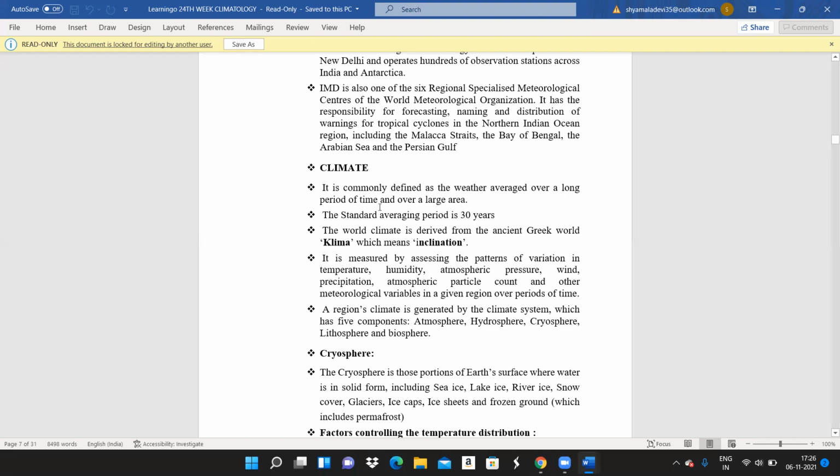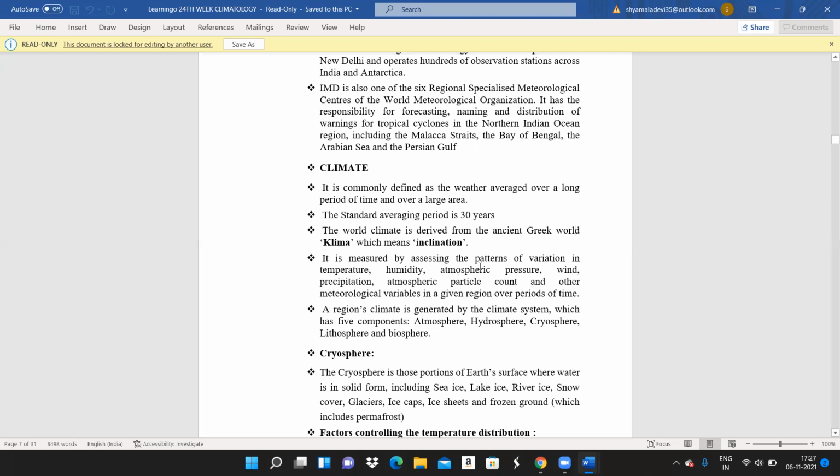The word climate is derived from the ancient Greek word Klima, which means inclination. So remember this word. Sometimes they will ask you in the objective type. You should know: Klima means inclination.